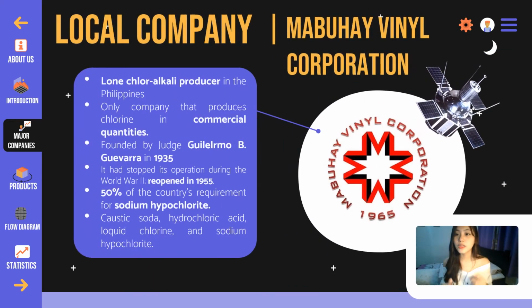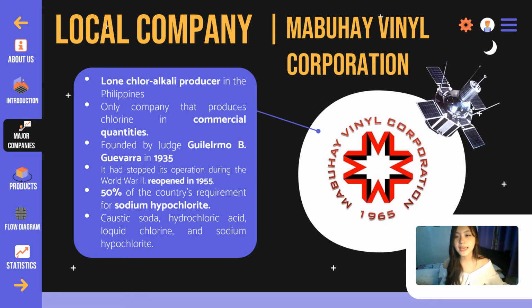With the global companies laid out, there is also a company in the Philippines for the chlor-alkali industry, which is the Mabuhay Vinyl Corporation, the lone chlor-alkali producer in the Philippines. It is the country's manufacturer of caustic soda and hydrochloric acid and the only company that produces chlorine in commercial quantities in the nation. The company was founded by Judge Guillermo B. Guevara in 1935 and has been operating for over 49 years.